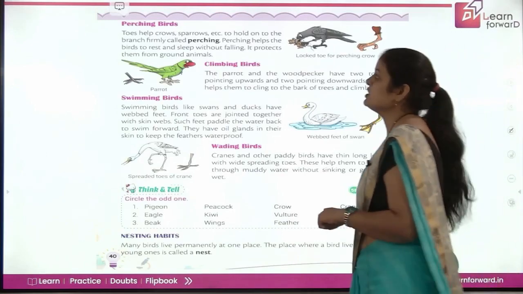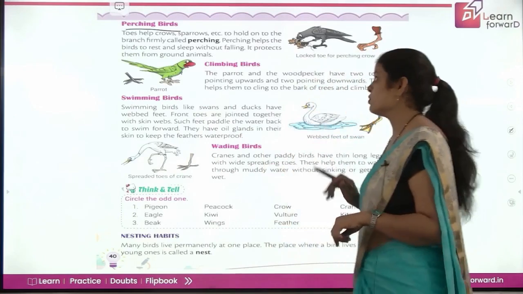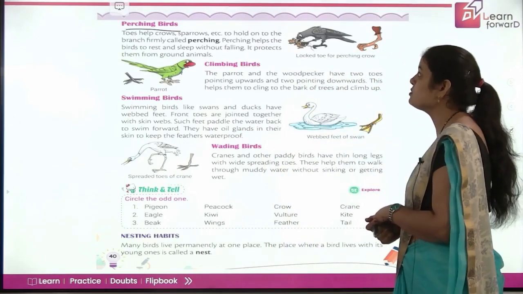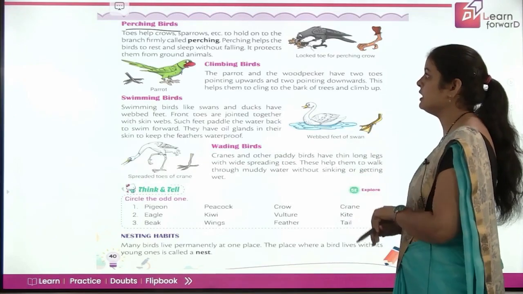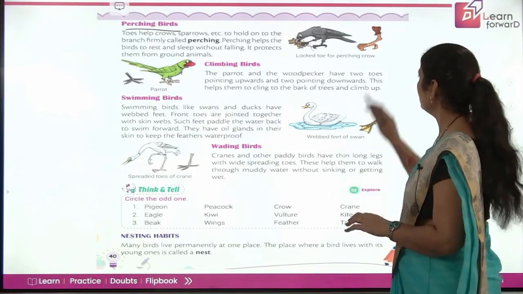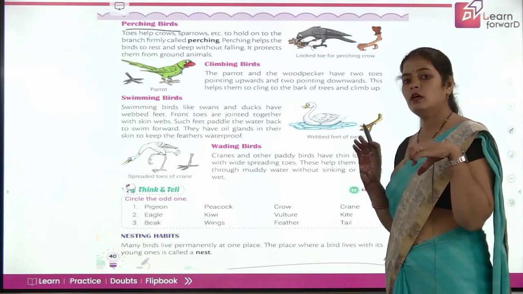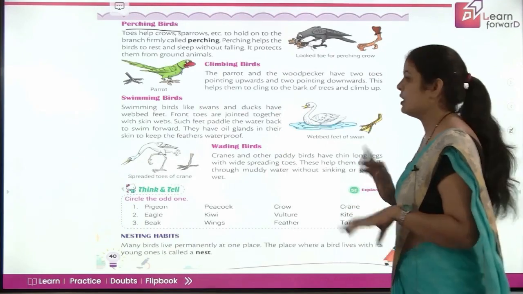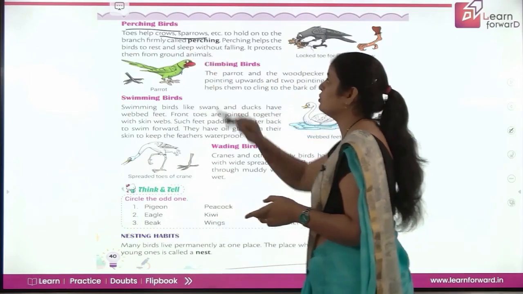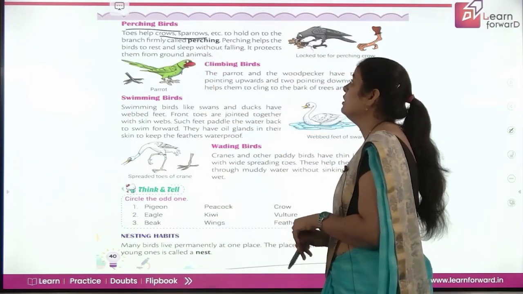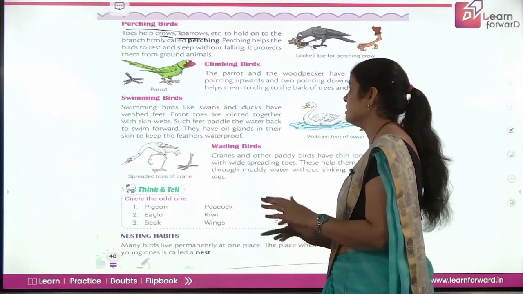Now next is perching birds. Perching means sitting on the branch of a tree. Toes help crows, sparrows and others hold on to the branches firmly, called perching. They use these claws to hold the branch so that they can very comfortably sit on it. Whenever they are sitting on the branch, it is called perching.